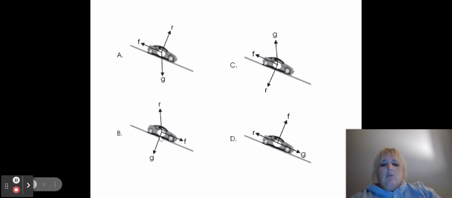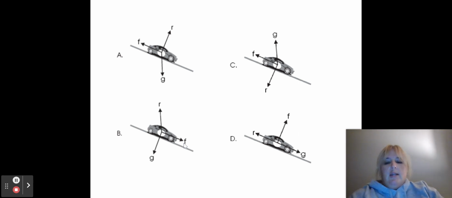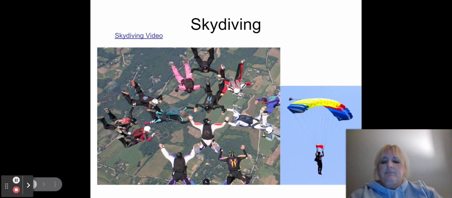If you look at B, gravity is pulling the car down, so that's pretty good. The ramp is pushing the car up, that's pretty good. Friction is going down the ramp, making it accelerate and go faster. That's where this one doesn't work. Friction always slows an object down and goes opposite of the motion of the object.